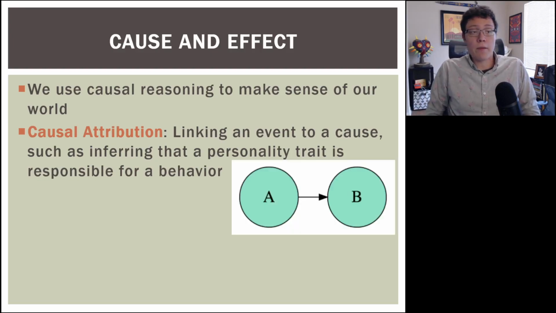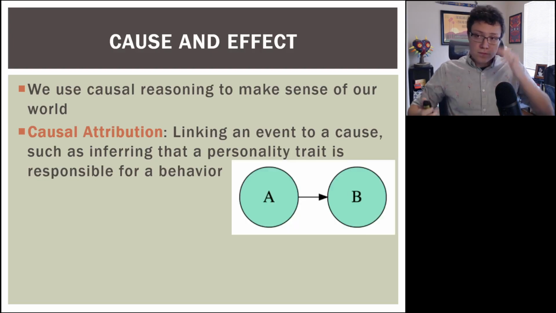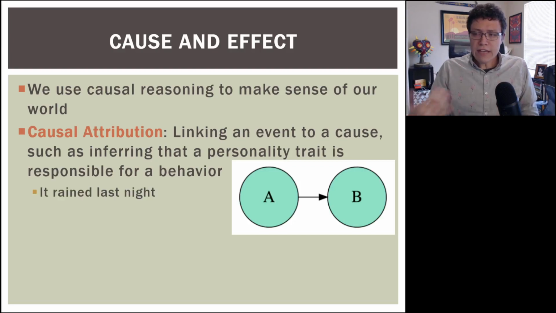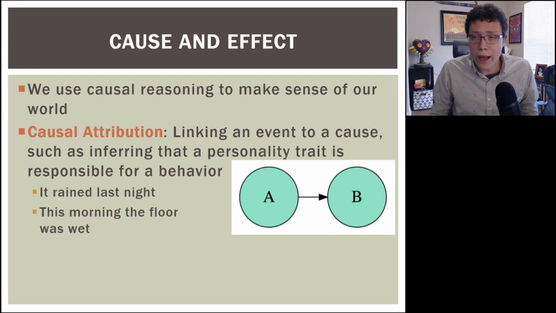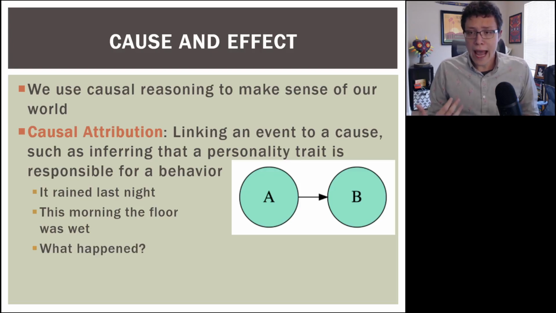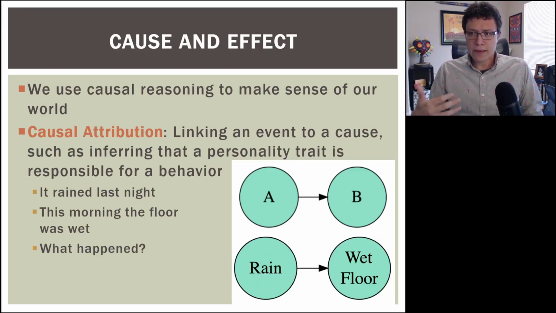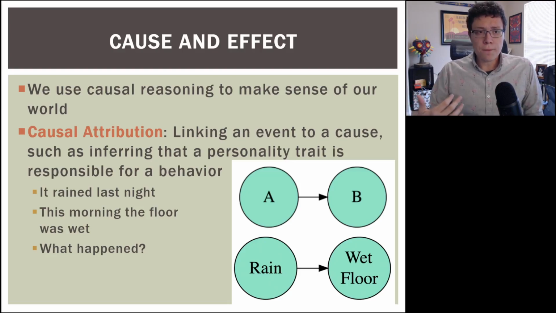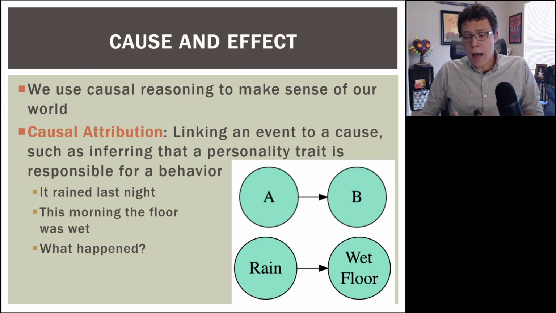So the idea, in one example here, is that A causes B. If it rained last night and we had a wet floor this morning, what happened? Well, we'd say it's probably that the rain caused the wet floor. But when we talk about people, we might have a different question here.